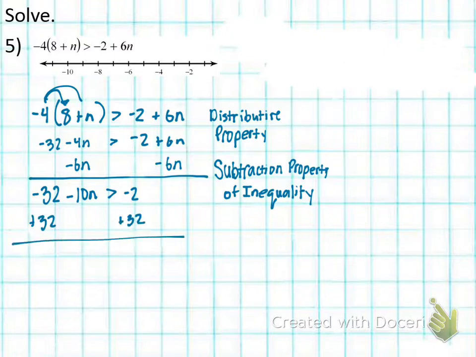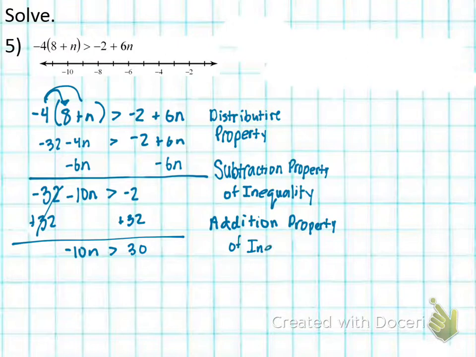Okay, so when I do that, these two cancel out, so we get negative 10n is greater than positive 30. Okay, and this was the addition property of inequality. And then we need to divide both sides by negative 10. When I divide by a negative, I know that I'm left with n, but this inequality sign gets flipped, okay? So it's going to be less than negative 3.